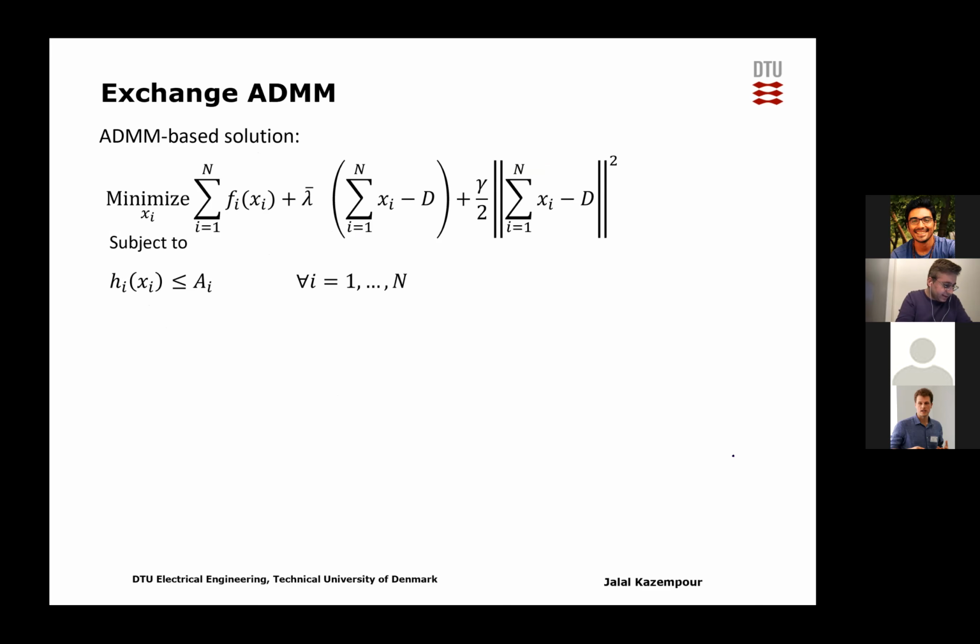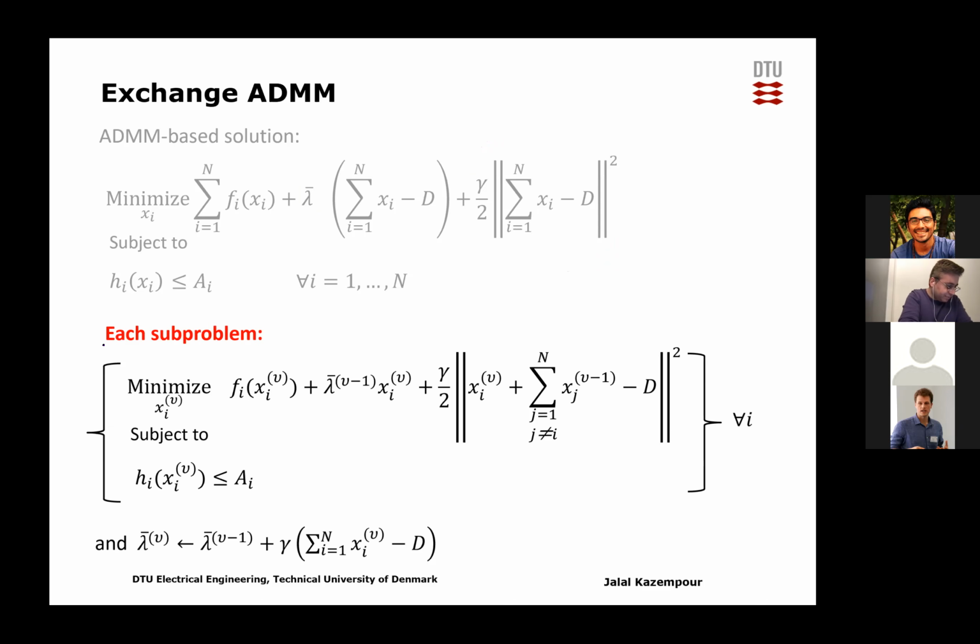So what we did, we fixed lambda, we bring the power balance equality to the objective function, we add the penalty term, and then we keep the local constraints in the constraints. And then the problem of each subproblem for each generator for each I will be the local objective function, it's the production cost, then the lambda bar, and yes, the penalty term.